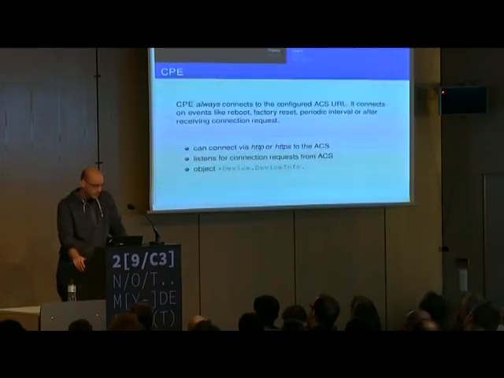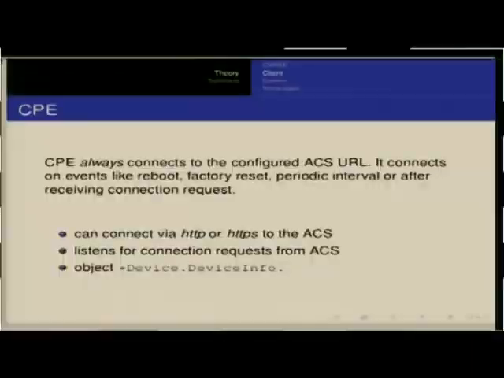Okay, so CP, that's the CWMP client. CP always connects to the ACS, so only then it can be provisioned. You cannot connect to the CP; the CP connects back to the ACS. So if you are going to do some security research, this is something you should know.